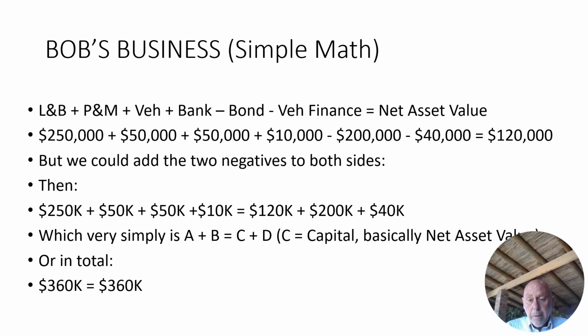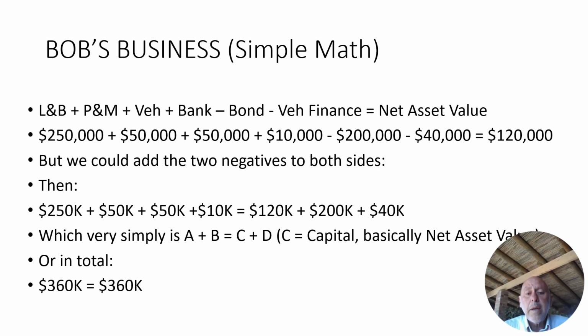But now I'm bringing in that basic math. What I'm saying is you've got two negatives there, the minus 200,000 and the minus 40,000. And we could add those two numbers to both sides of the equation. When you add them to the left-hand side of the equation, those numbers disappear, and they come in as positives on the right-hand side of the equation.